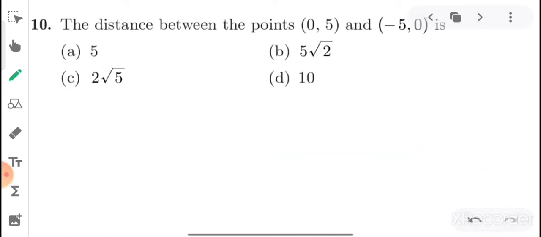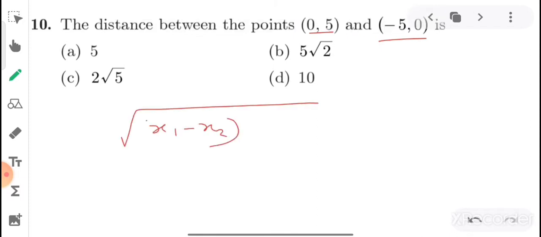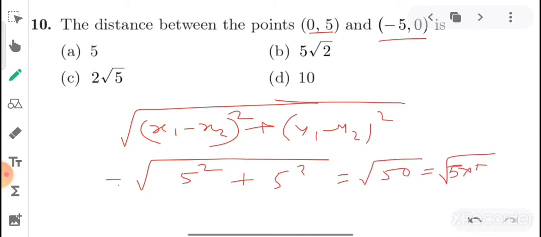See the next question. The distance between the points that are given. We just put these points in the distance formula, that is root under (x1 minus x2) whole square plus (y1 minus y2) whole square. Then it will be 0 minus 5, 0 plus 5, 5 square plus 5 square, that will be root 50. Root 50 means 5 into 5 into 2, that gives 5 root 2. Hence option number B will be the correct option.